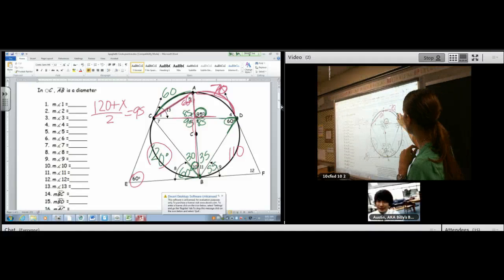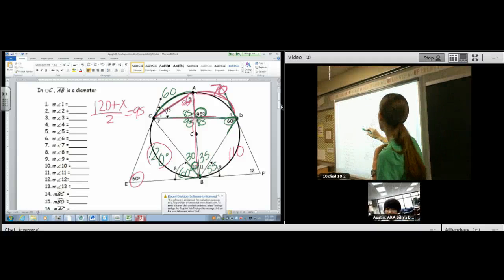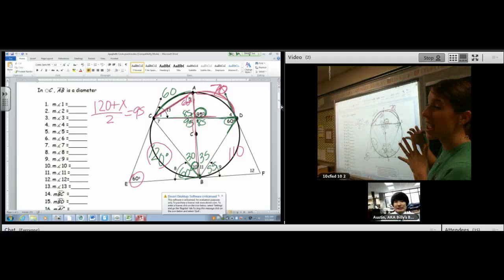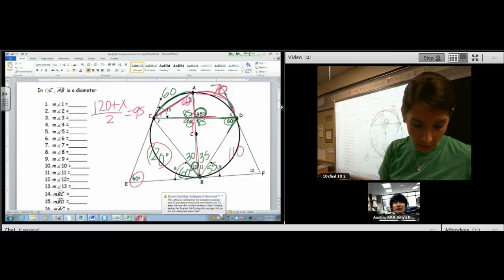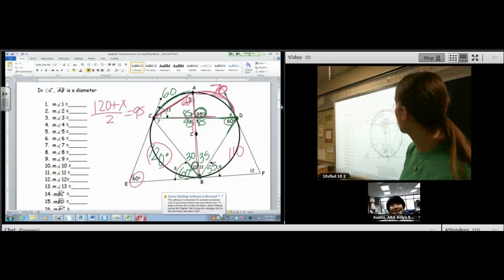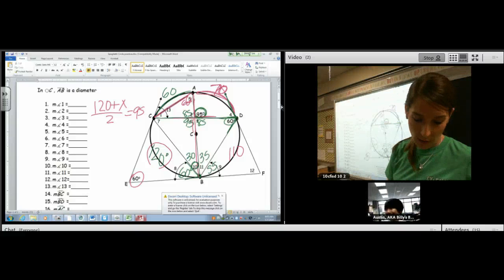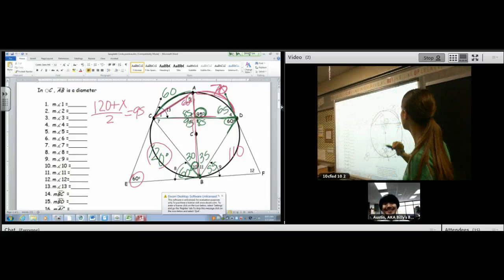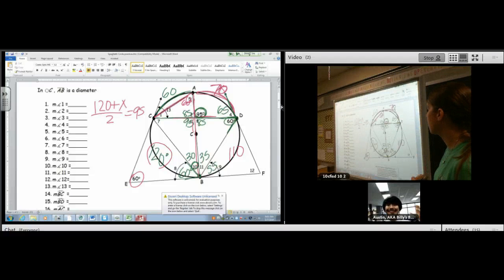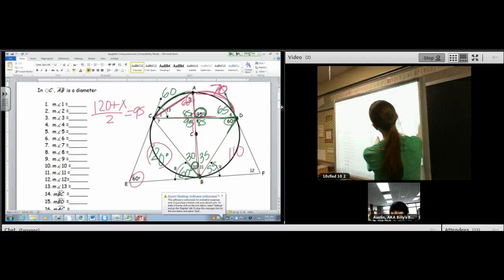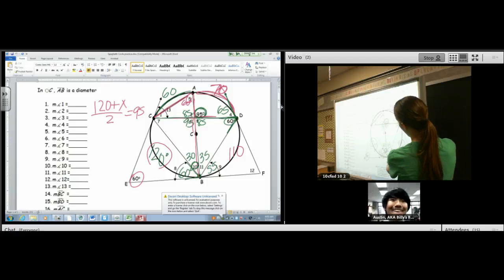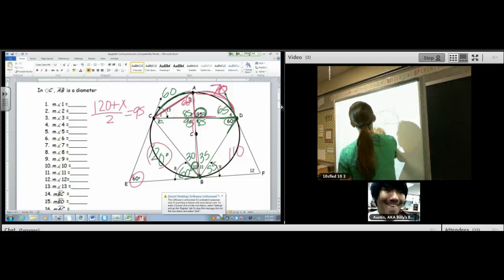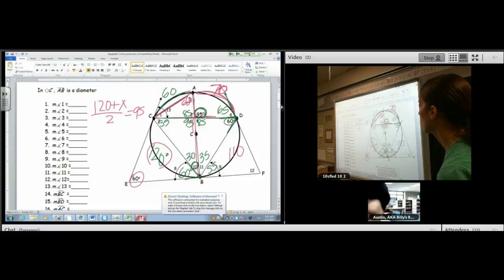Angle 4, what is it opening up to? It's opening up to 60 and 70, so it's opening up to 130. We take 130 and divide it by 2 to find angle 4, which is 65. Angle 7. Follow it. Angle 7 is opening up to 110, so it is 55.